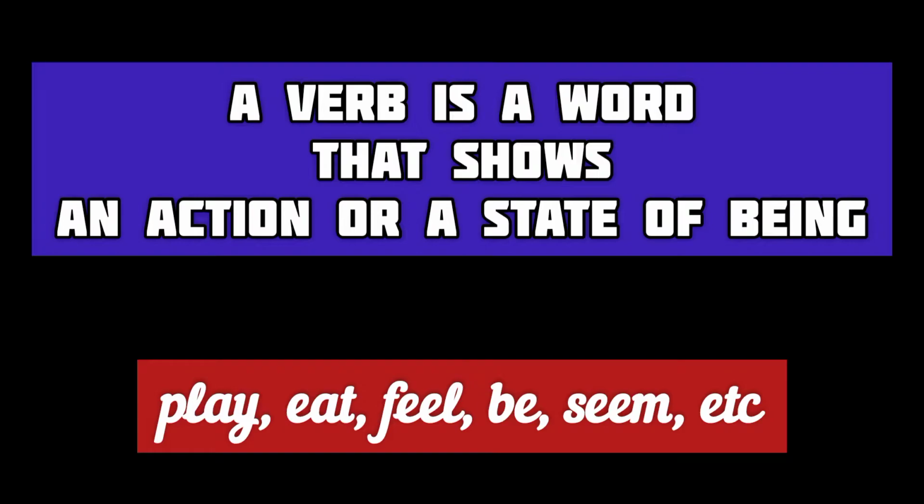Well, in English grammar, a verb is a word that shows either an action or a state of being. For example, play, eat and feel are showing physical or mental action, so they are verbs. While be and seem denote a state or condition, so they are also verbs.